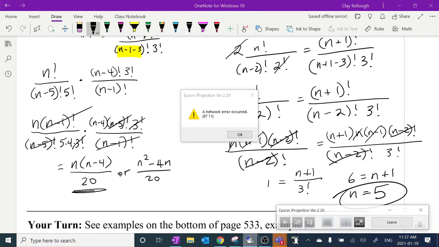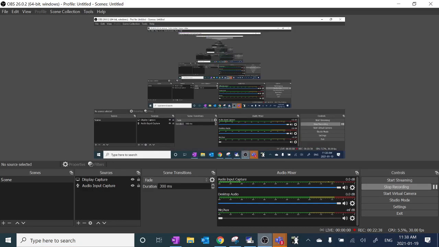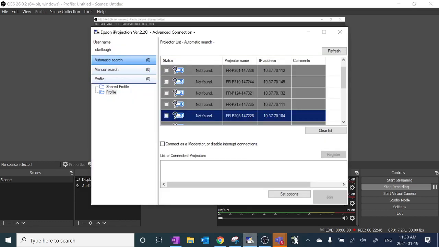I'm going to go to this. Yeah, a network error occurred. Well, oh, that probably stopped my video too. Yep. Oh, no, we're recording. No, the recording's still going. That's good news. But okay, so I'm going to have to try to fix my network error. Okay, oh, not found. None of the projectors are found. We have a network outage issue.